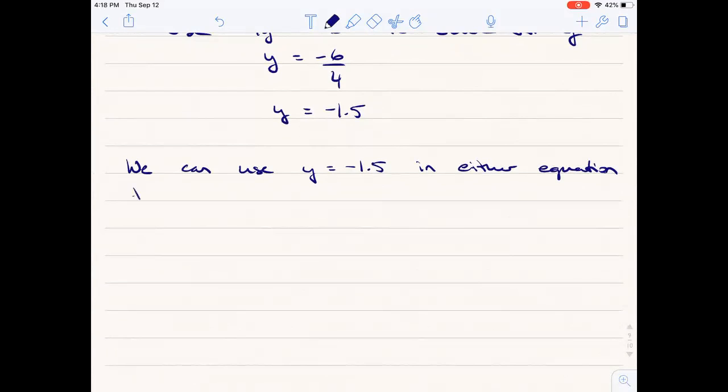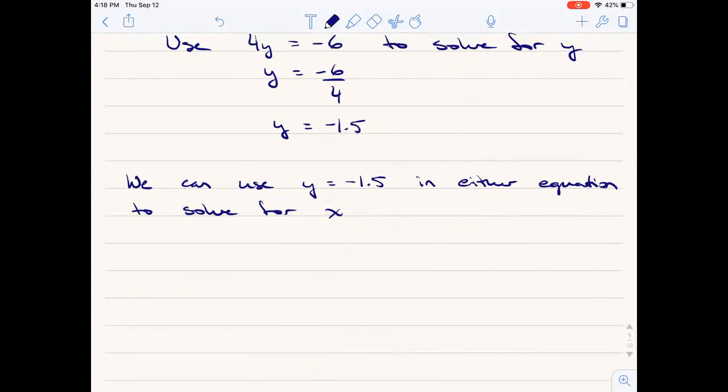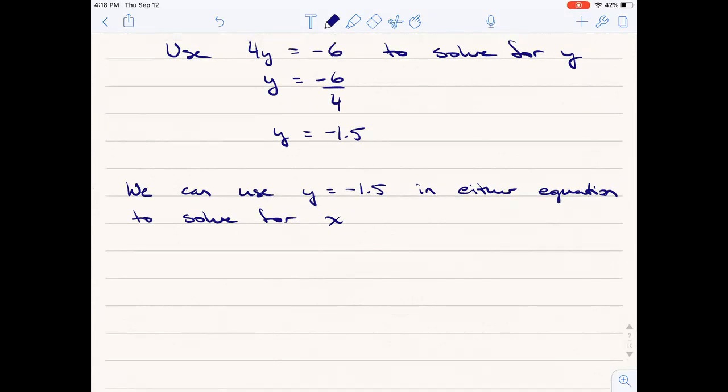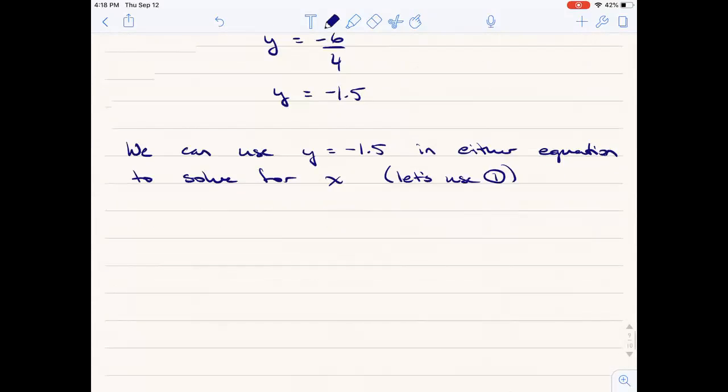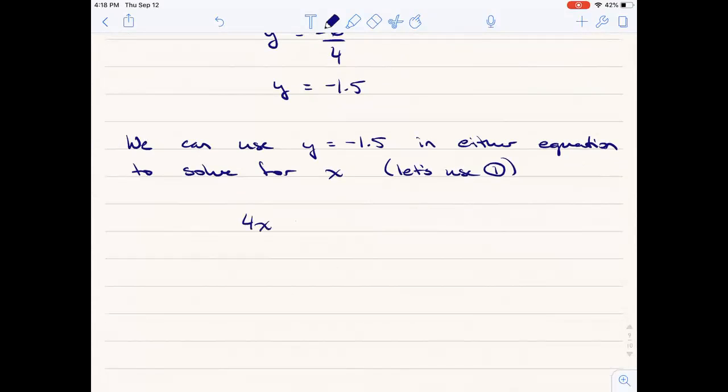In either equation to solve for x. Just for simplicity, let's just use equation 1. Doesn't matter. Let's use equation 1: 4x plus 2y equals 8.